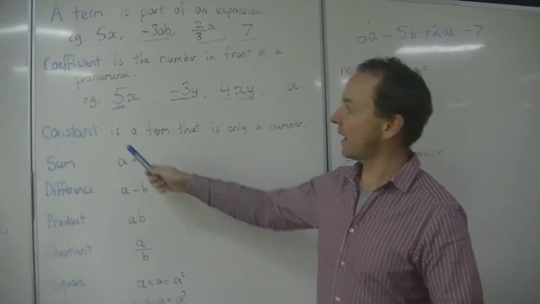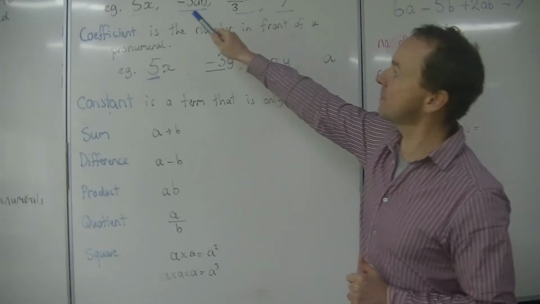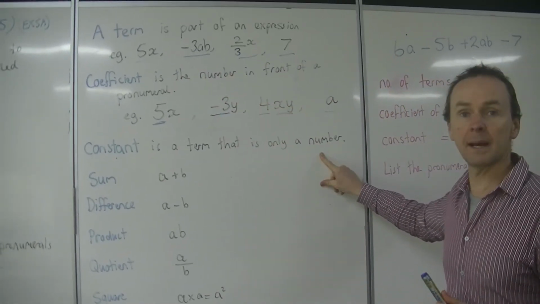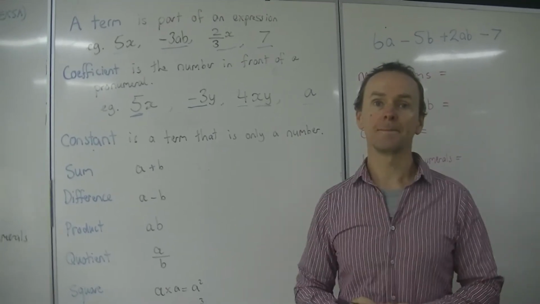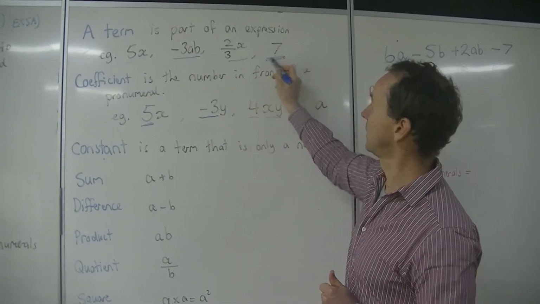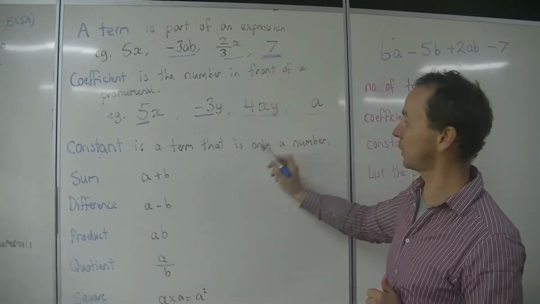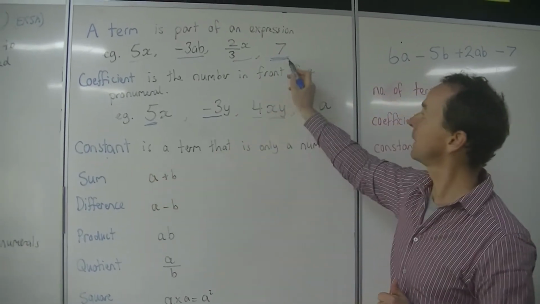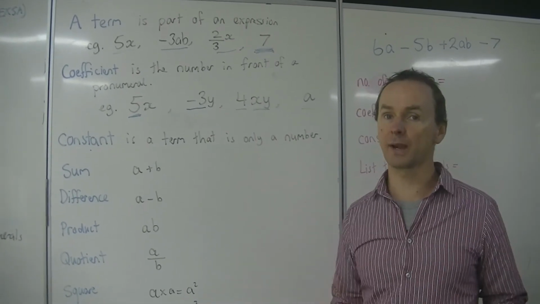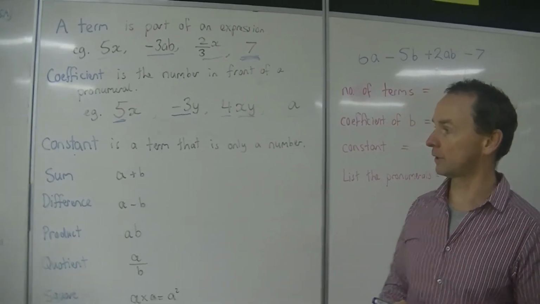And I've said down here, a constant is a term. So remember terms, they're single things like that. A term that's only a number. So it does not have a pronumeral or a variable in it. So if we look up here, a term here is 7. So that's a term, but it's a constant as well. Sorry, so a constant is 7. So it's just a number. So it could be minus 5 or it could be 3. Any number is a constant.